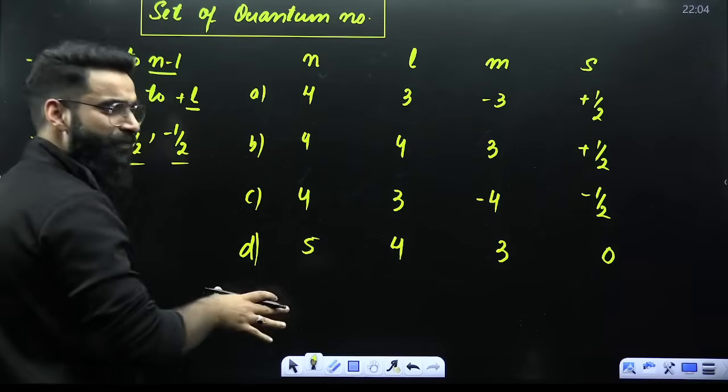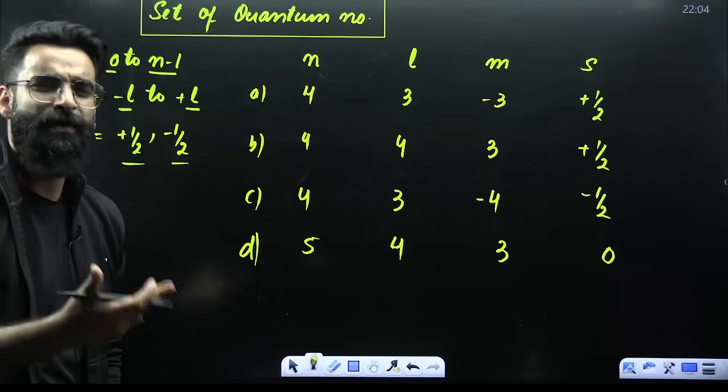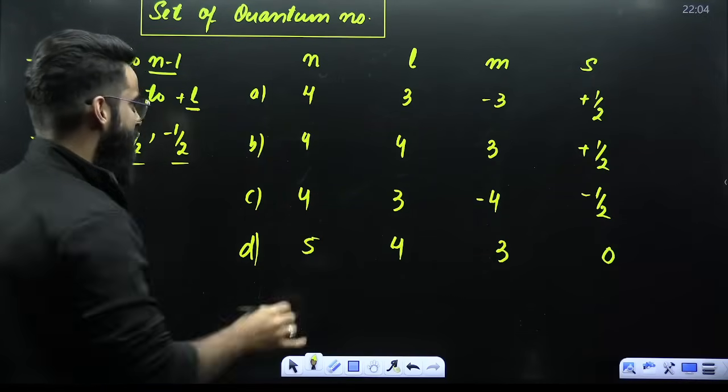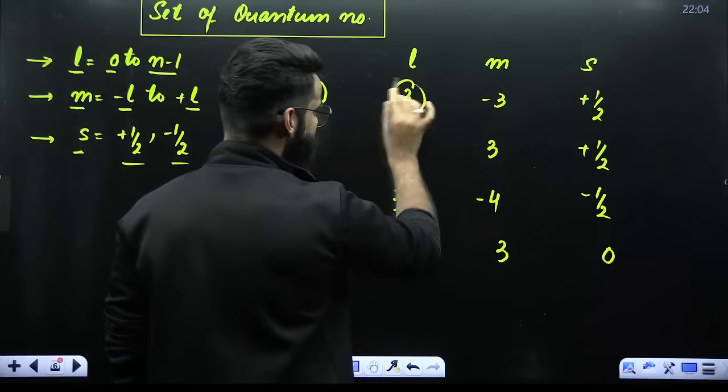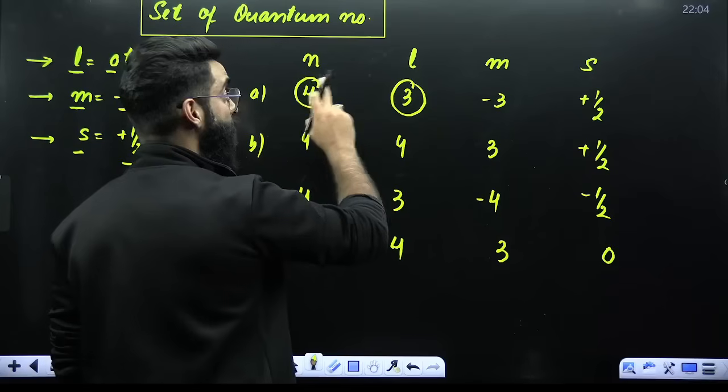Now, I have given a set of quantum numbers. You have to tell me which of the following is correct and which is incorrect. My dear students, look at the first option. n value is 4, l value is 3. That's correct because l is from 0 to n minus 1.